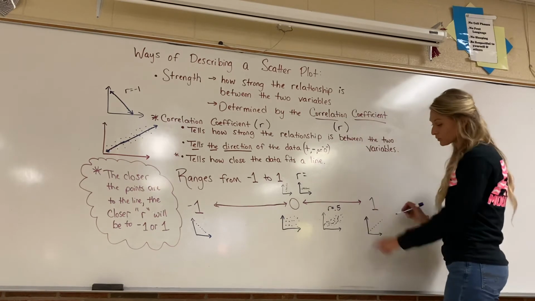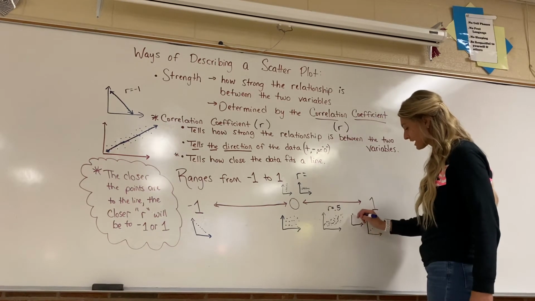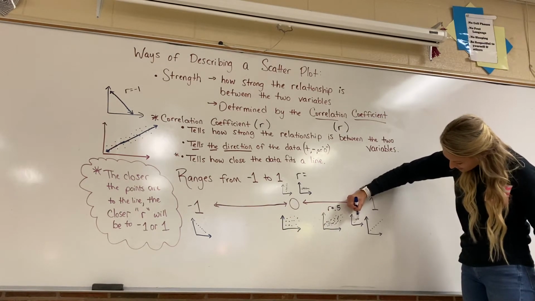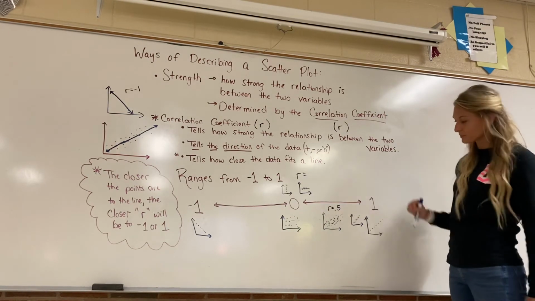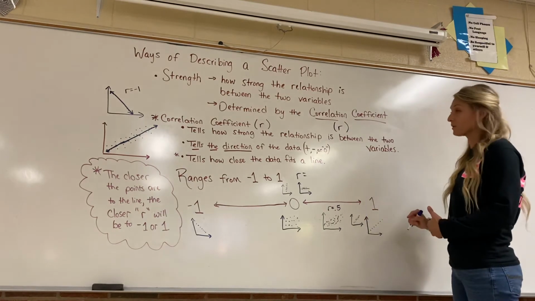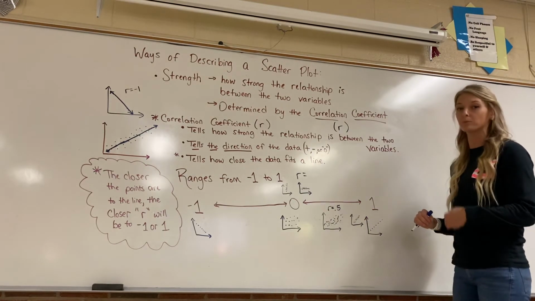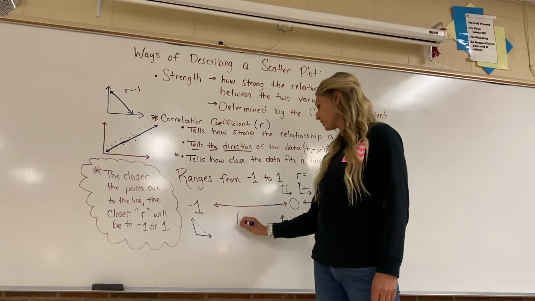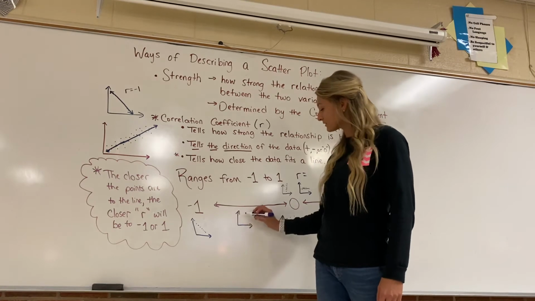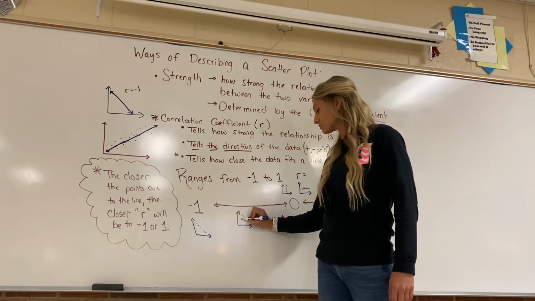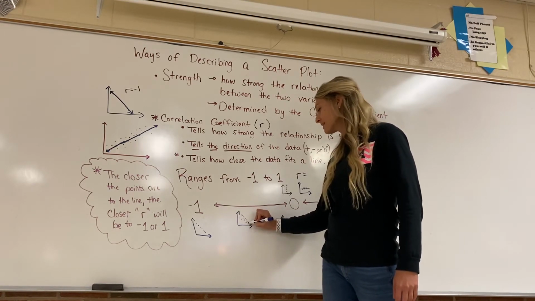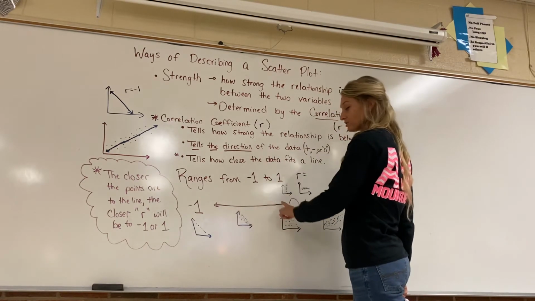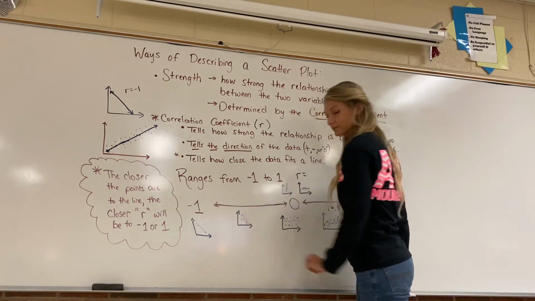If they were really, really close to forming a line, but they weren't a perfect line, so kind of like this, where most of them are forming a line, then it might have a correlation coefficient closer to like 0.9 or 0.8, okay? And same thing on this side, if you graph it and it goes down, it has a negative correlation, but the dots don't perfectly form a line, then that means that it's going to have a correlation coefficient somewhere between 0 and -1, okay?